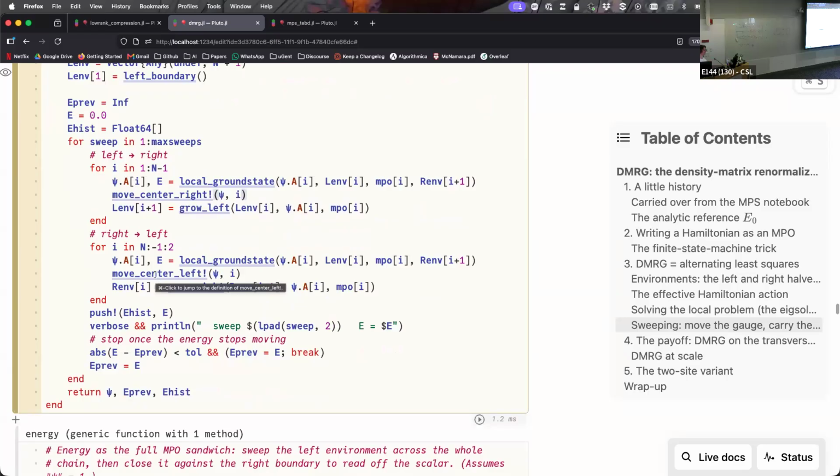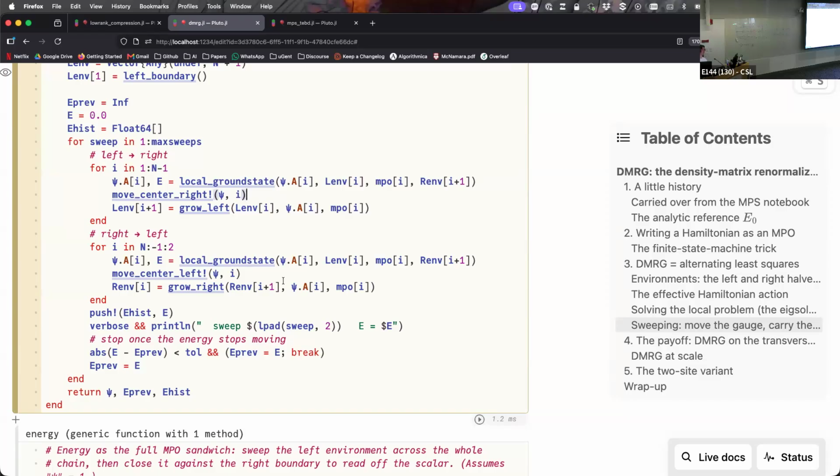Similarly, when I end up at the right-hand side, I can, of course, reverse the order of operations. Everything is symmetric. So I solve my last side. I move my center 1 to the left, and I compute the right environment now.